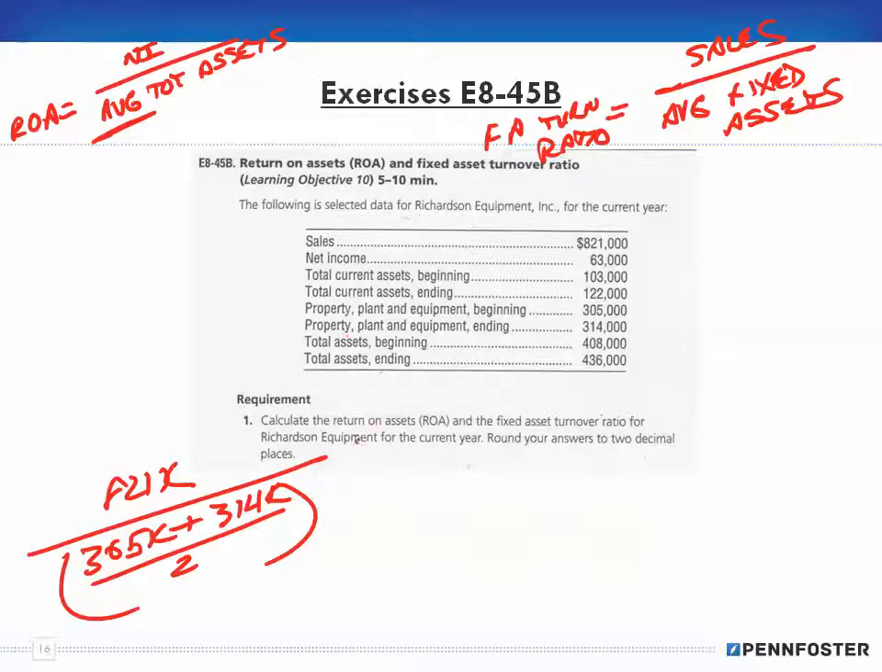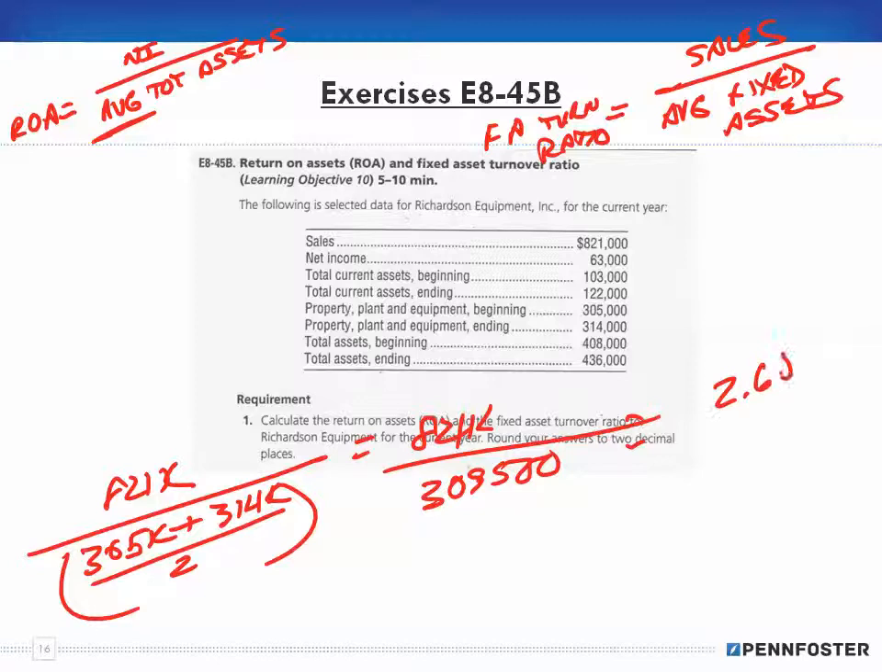So we get 821,000, and we're dividing that by 305 plus 314 divided by 2, which is 309,500, and then that equals 821 divided by 309,500, and that gives me 2.65. So that's my fixed asset turnover ratio.